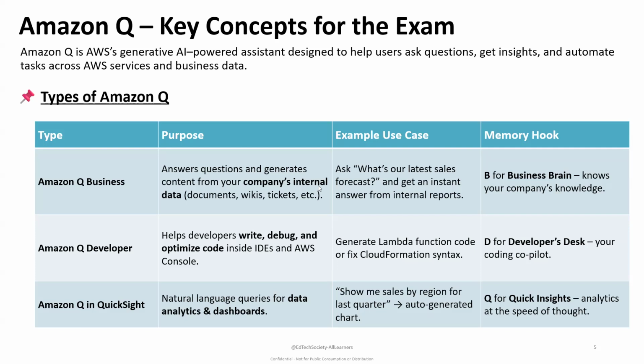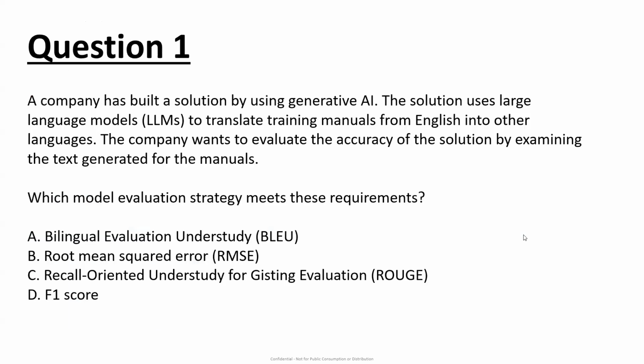Now going to the questions. A company has built a solution by using generative AI. The solution uses large language models to translate training manuals from English into other languages. The company wants to evaluate the accuracy of the solution by examining the text generated for the manuals. Which model evaluation strategy meets these requirements? First option is BLEU, second is RMSE, third is ROUGE, and fourth is F1 score. Here I just gave you the word translate. You do not need to see anything. It means translate. That means it will be BLEU.